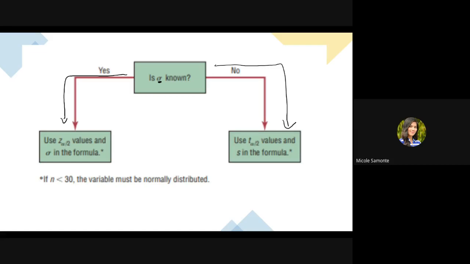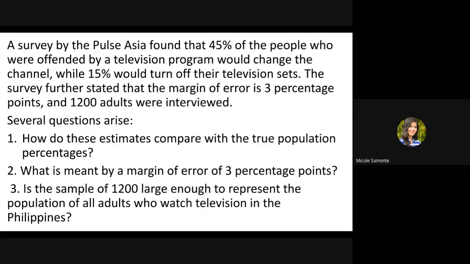Ibig sabihin, para magamit mo ang z-test, isa lamang ang kanyang criteria: dapat greater than or equal to 30 ang sample size mo at ang iyong population standard deviation ay given. Kapag walang population standard deviation, kahit anong sample size mo, t-test ang gagamitin. Okay? I hope malinaw ang t-test at saka yung z-test.